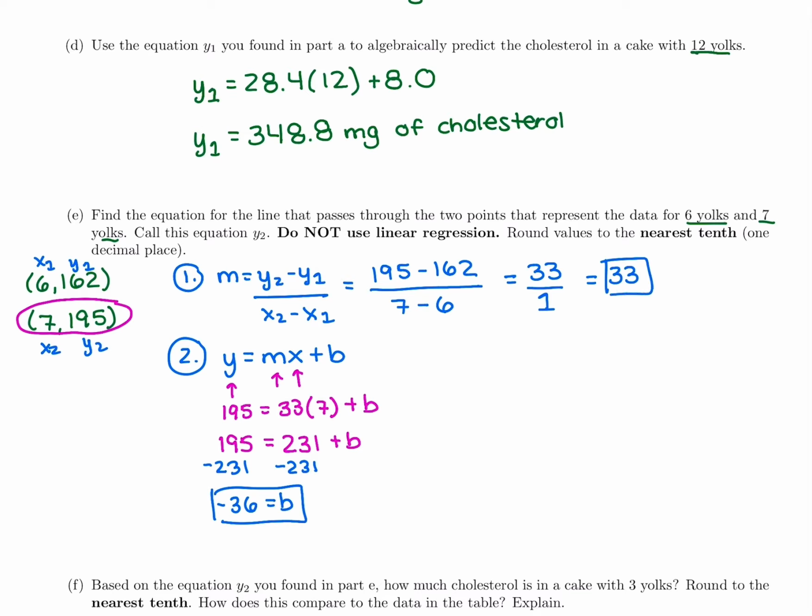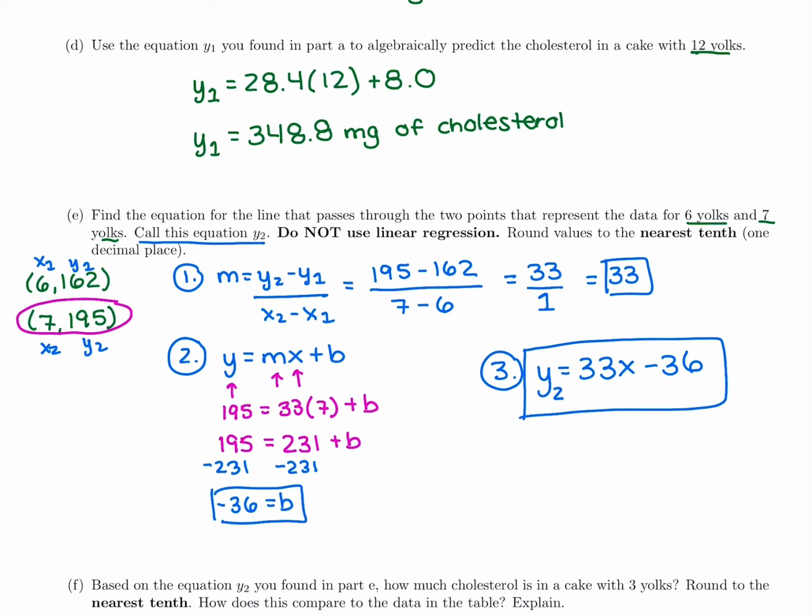So we have our m and our b, and our last step is to write our equation. y equals 33x minus 36. And just be careful, we are asked to call this equation y2, so I'm going to label it as y2 equals 33x minus 36.